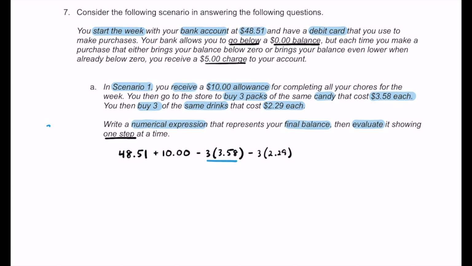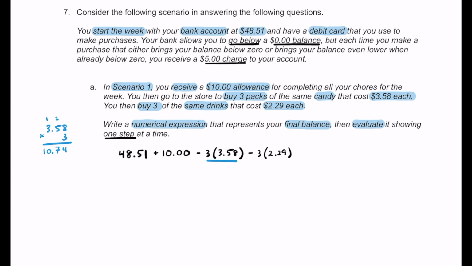3.58 multiplied by 3. Let's see here, 8 times 3 is 24, carry the 2. 5 times 3 is 15, plus 2 is 17, carry the 1. 3 times 3 is 9, plus 1 is 10. So it's gonna be $10.74. That's how much we're spending here on all of the candy.